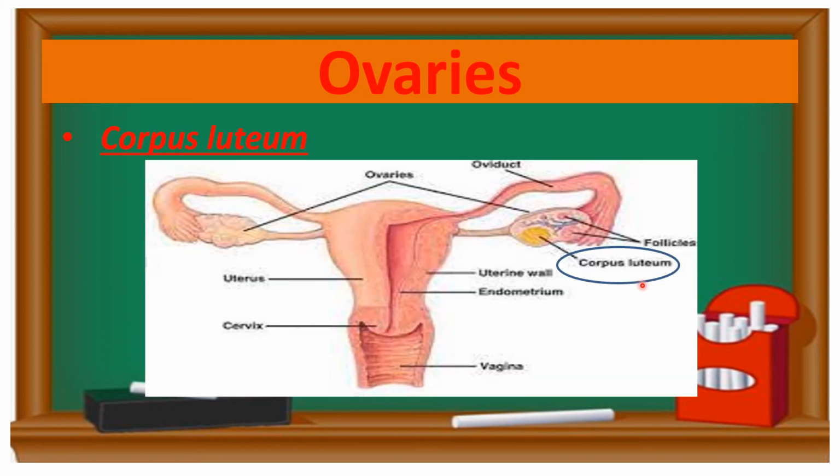So you can see here that this yellow part is what you call your corpus luteum. It is located inside the ovary. Okay, this is produced by your ovary.